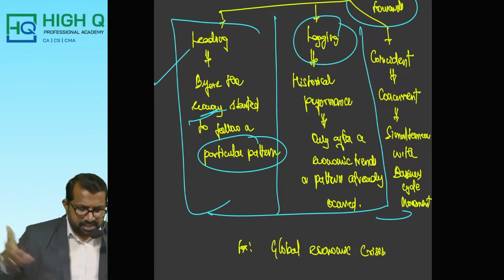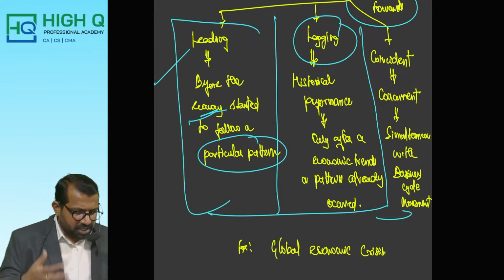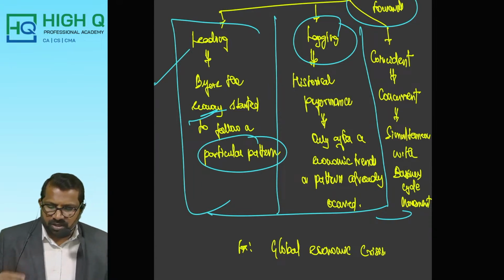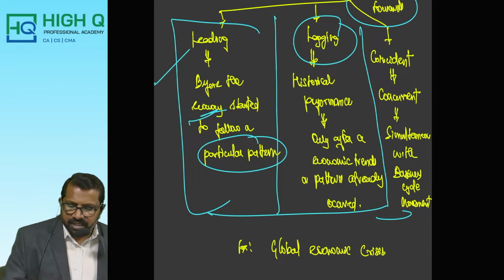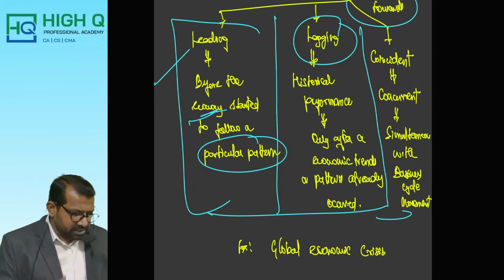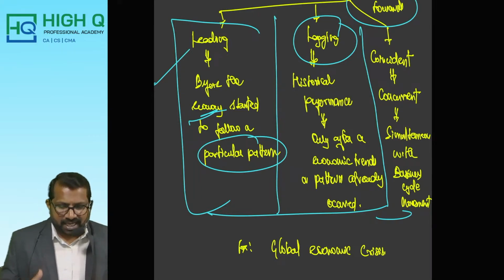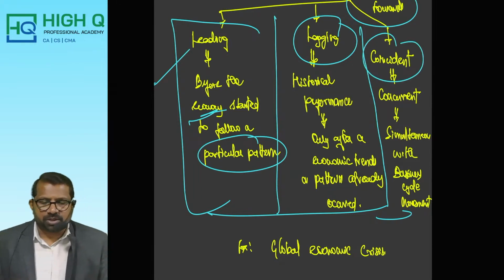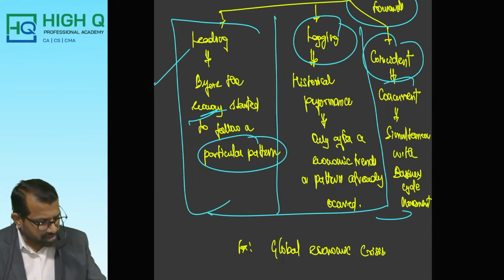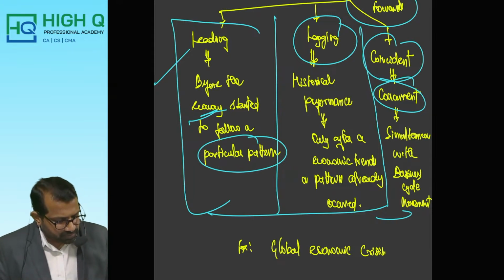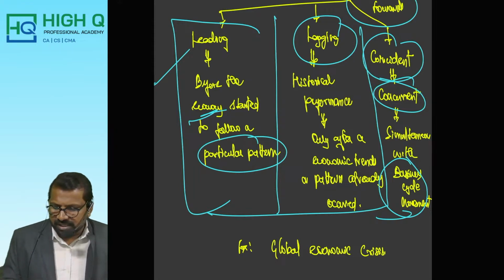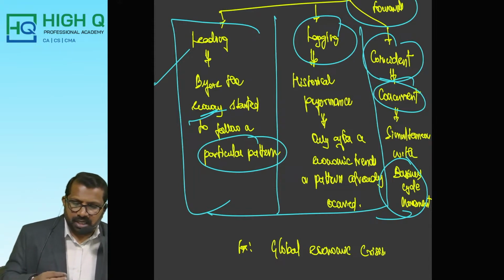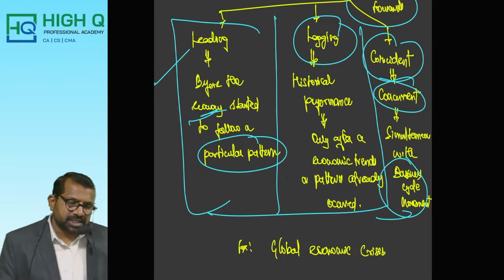Lagging indicator, it is historical performance. Only after an economic trend or pattern has already occurred, based on what has happened earlier, it reflects the historical performance. Changes in these indicators are observed only after the economic trend or pattern has occurred, called lagging. Third one is coincident, also called concurrent indicators. It works simultaneously with business cycle movement. As I told, it occurs simultaneously along with the business cycle movement.